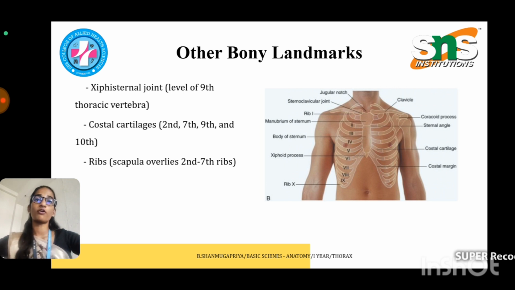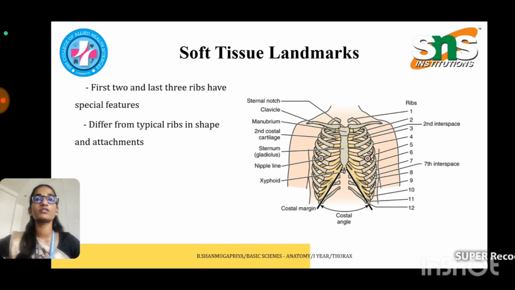Then we have the soft tissue landmarks. So the first is nipple. The position of the nipple varies considerably in females, but in males it usually lies in the fourth intercostal space, about 10 cm from the mid-sternal line. Next we have apex beat. It is the visible and palpated cardiac impulse in the left fifth intercostal space, that is 9 cm from the mid-sternal line or medial to the mid-clavicular line.